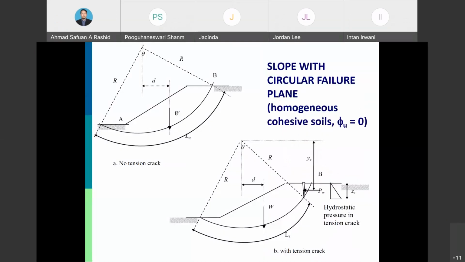Okay. So for the total stress approach, slope with circular failure plane, we assume it's a homogeneous cohesive soil, but there are some situations where we can also solve for a layer of soil. For this case, phi is equal to 0, because it is total stress without any phi value, so it only relies on C.